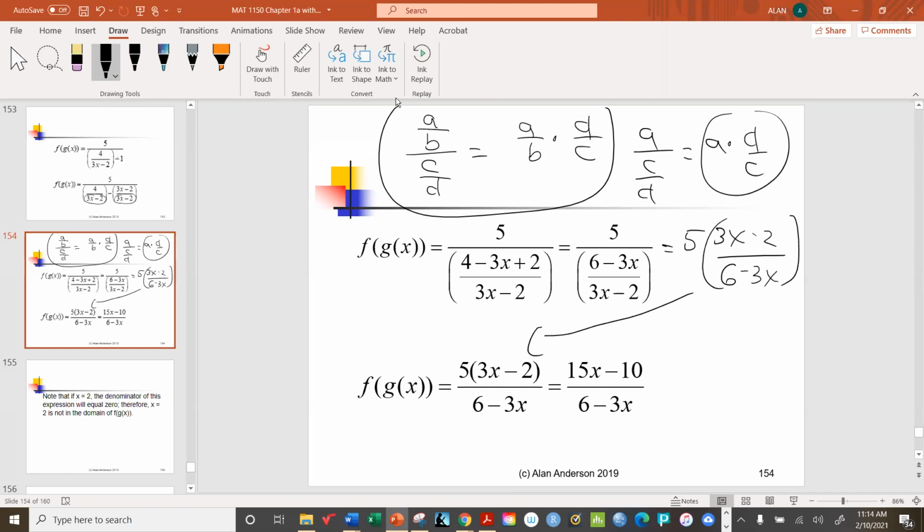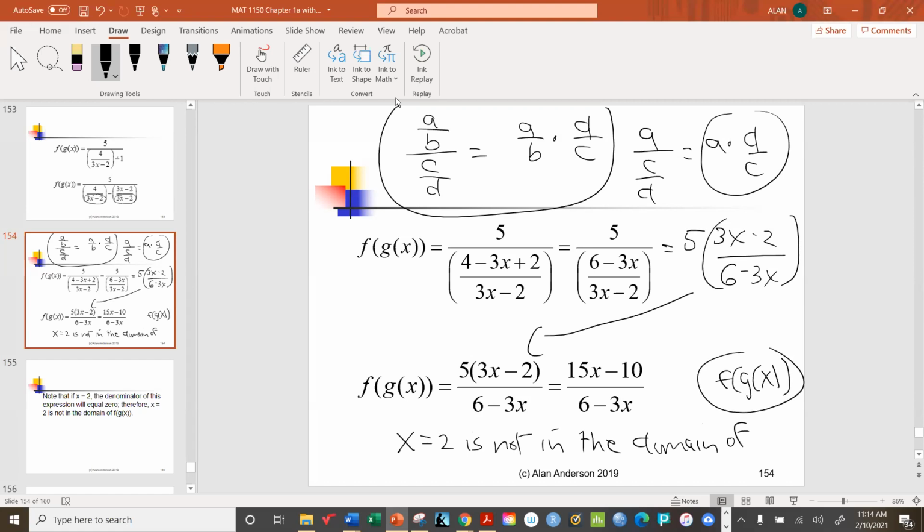Now, we know that we do not want x equal to 2. So x equals 2 is not in the domain of f of g of x. And so that was pretty straightforward. This is what we were looking for. So the domain of this thing is everything except 2.